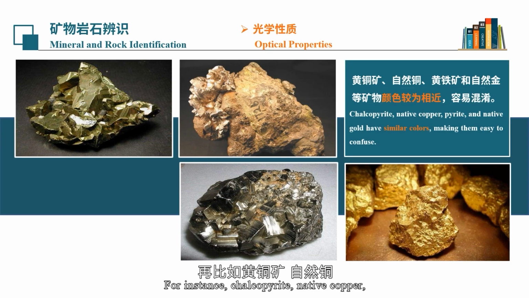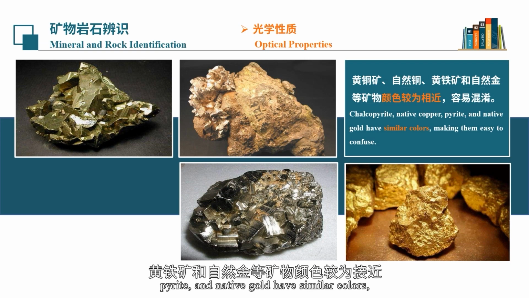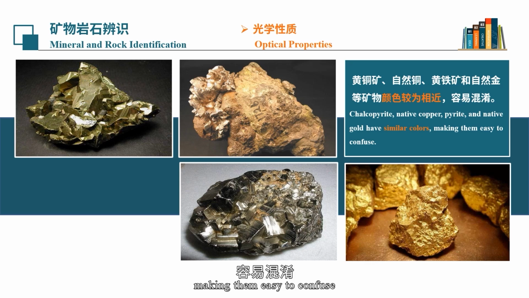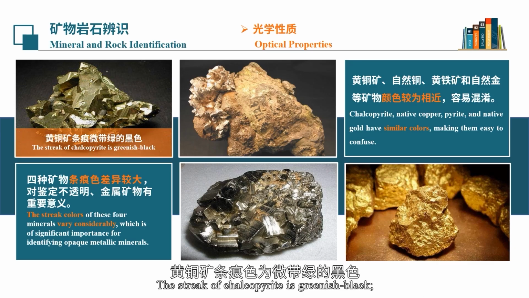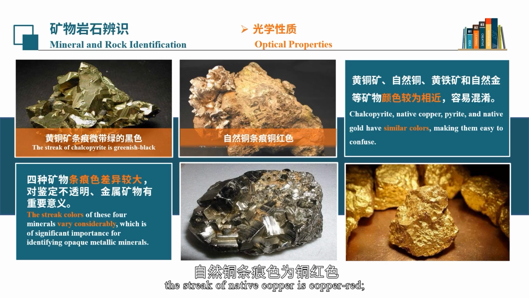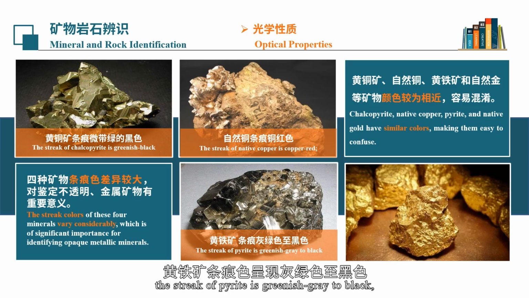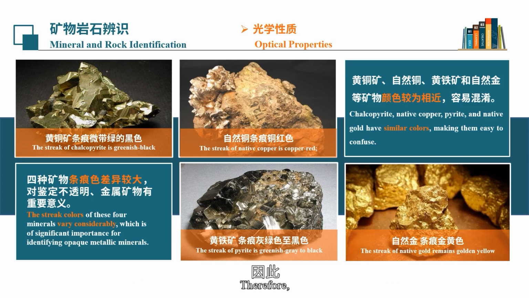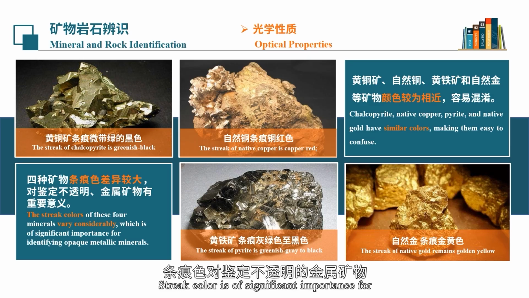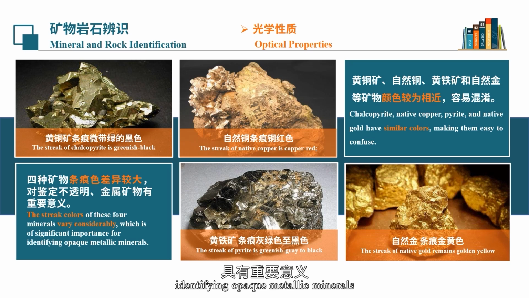For instance, chalcopyrite, native copper, pyrite, and native gold have similar colors, making them easy to confuse. However, the streak colors of these four minerals vary considerably. The streak of chalcopyrite is greenish-black. The streak of native copper is copper-red. The streak of pyrite is greenish-gray to black, while the streak of native gold remains golden-yellow. Therefore, streak color is of significant importance for identifying opaque metallic minerals.